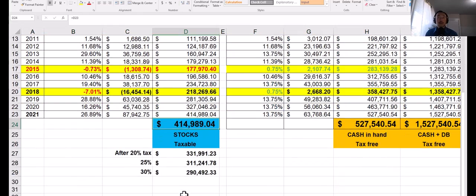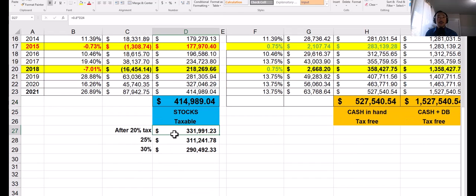And after you paid Uncle Sam his cut, you're left with 331,000 if you're in the 20% tax bracket. You'll end up with 311,000 if you're in the 25% tax bracket, and you would end up with 290,000 if you're in the 30% tax bracket.